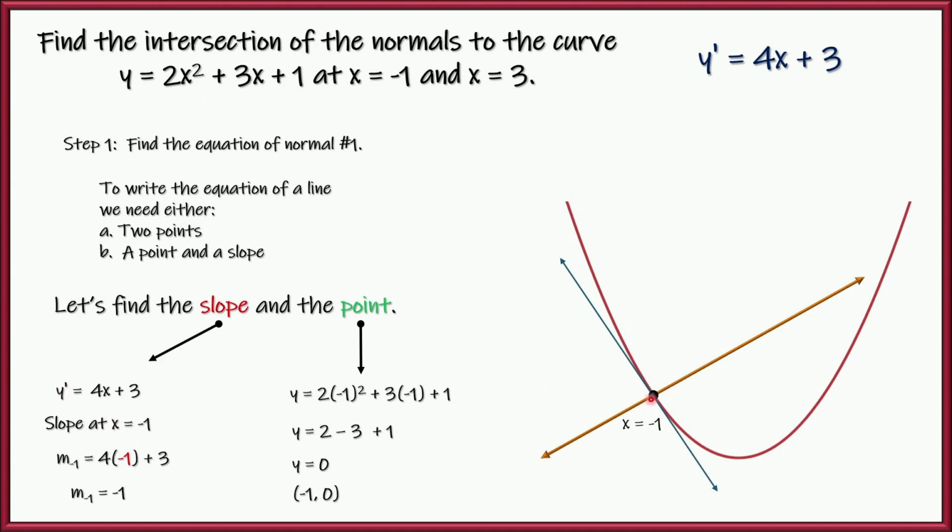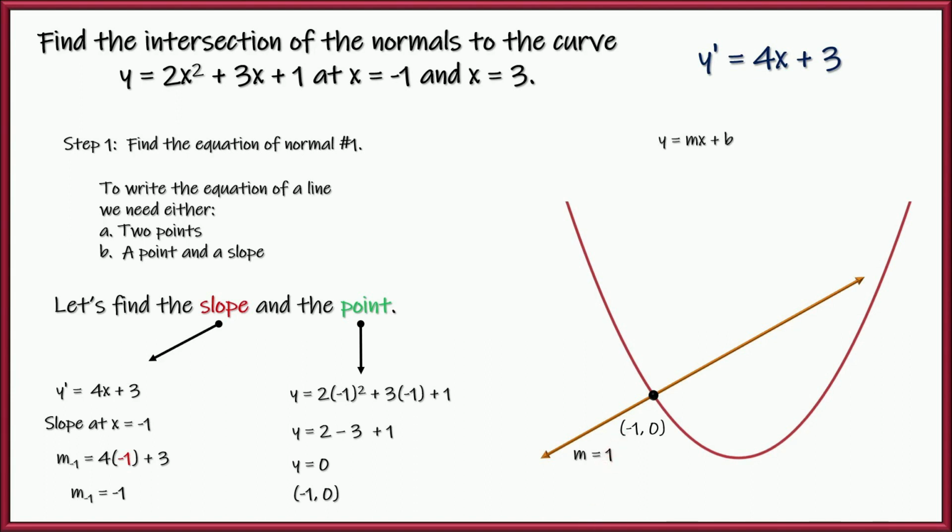We want to find the y coordinate. So we take that -1, plug it into the original equation, and we're going to find out that at -1, y is equal to 0, and our slope is -1. All right, so now that's our information right there, but we're looking for the normal line, which is going to be perpendicular to the tangent. So instead of using a slope of -1, our slope is actually +1.